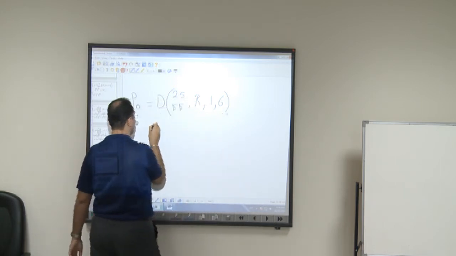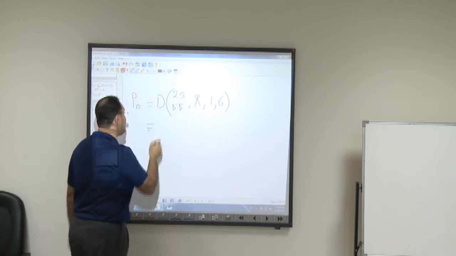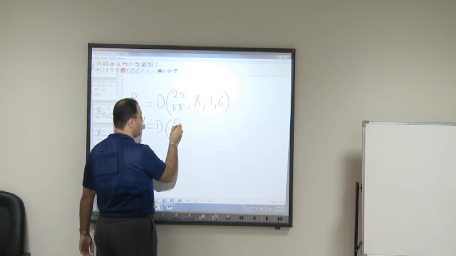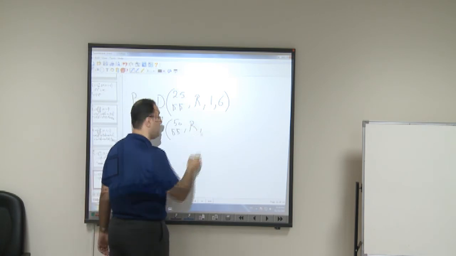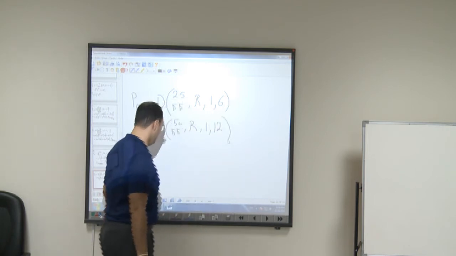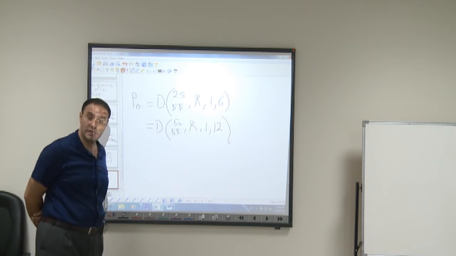Which is 25. Which is again discounting, which is the same as discounting $50 single sum. And then R is missing again. M is 1, and N is 12 years. Now we can solve for R.